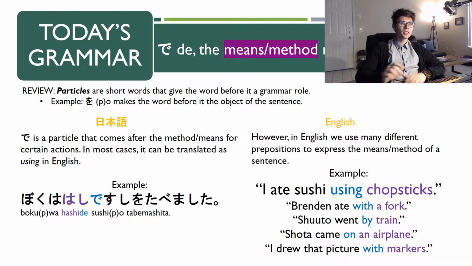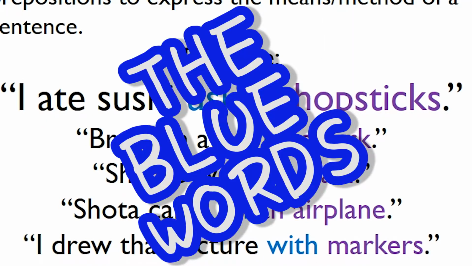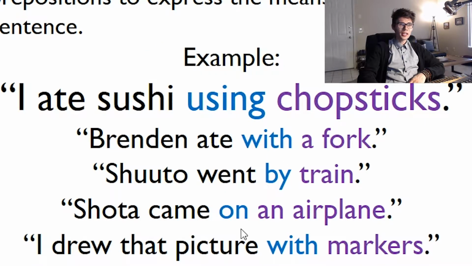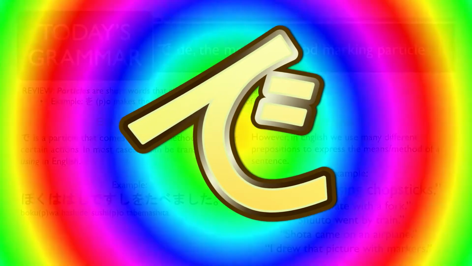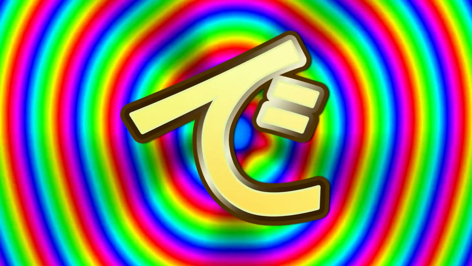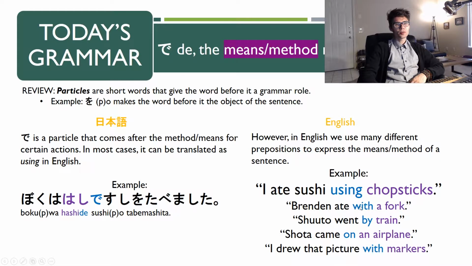Now, in this situation, we use the word using. However, in English, we use a lot of different prepositions, usually, which in Japanese all get translated as de. For people learning English, this might actually be really confusing. However, with Japanese, it's super easy because whenever you are marking something as the means or method for completing an action, then it's always going to be de. All of these different words, with, by, on, are going to be translated as de in these sentences.